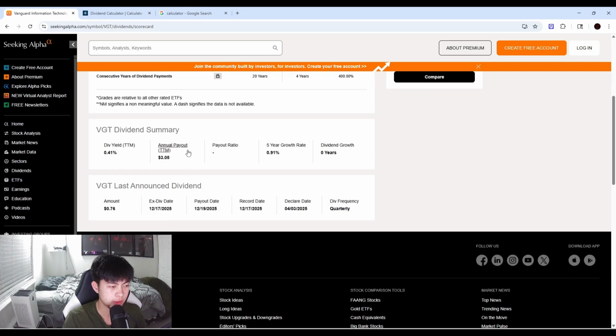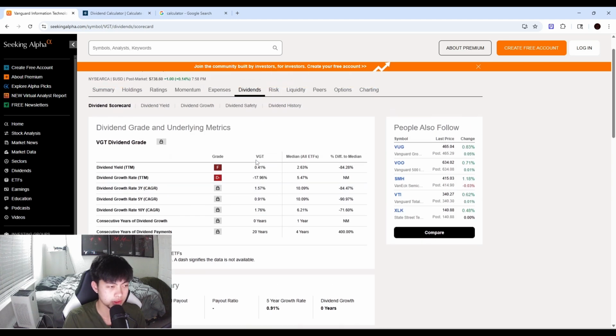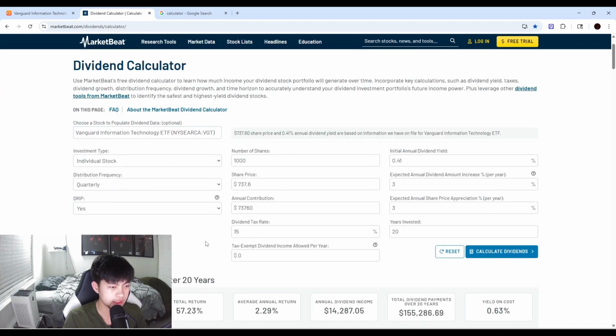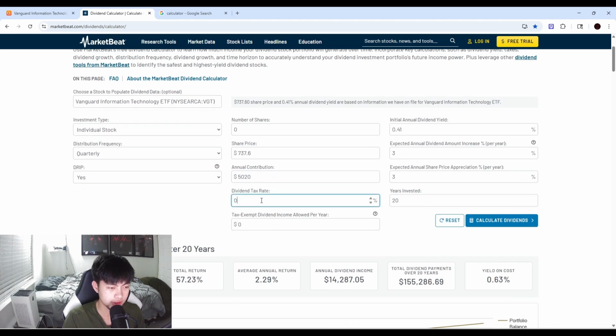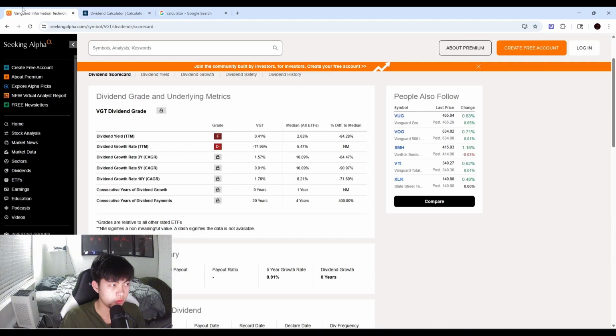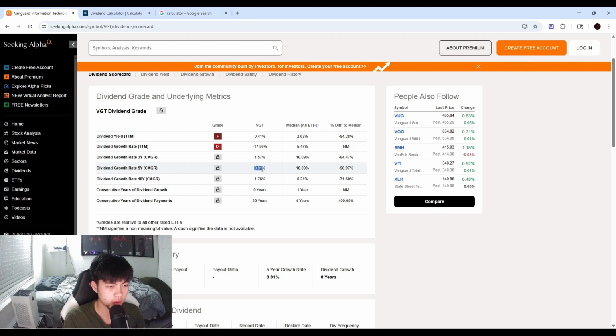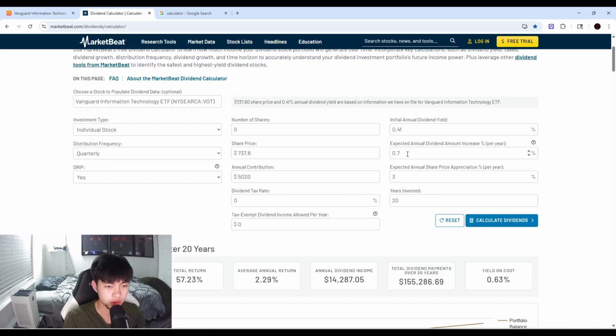We're not going to care too much about the dividend because they're not mainly focused on dividends, they're focused on growth. Now let's move here and do our calculation. Again, keep these the same. Put 0 shares, 5,020. If you're investing in a Roth, put 0%. Put the expected annual dividend amount increase, we move here. So let's not use this number right here because it's kind of outdated. We'll be using this number on the 5-year growth, but it doesn't grow a consistent 0.91% every single year. Let's say at the very most 0.7. So put 0.7%. Put the expected annual share price appreciation. Let's just put 12%. And for me, I'll be investing about 40 years.